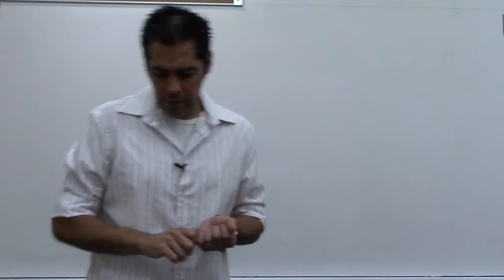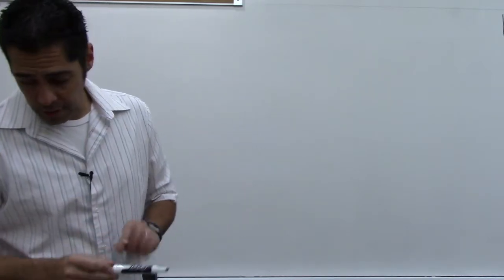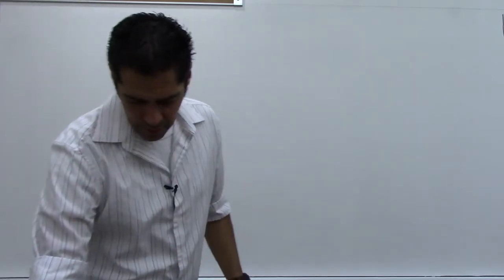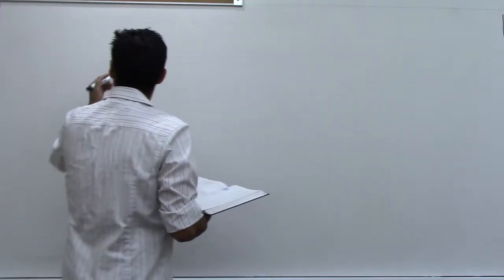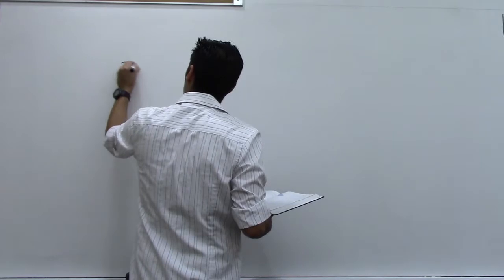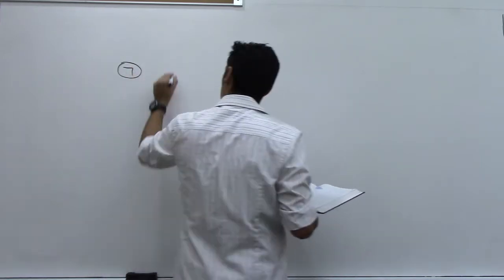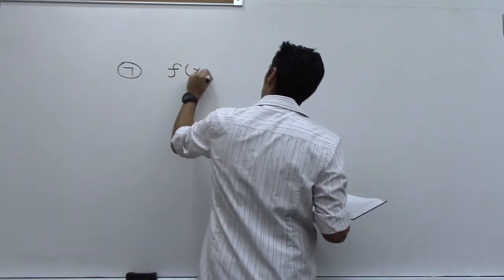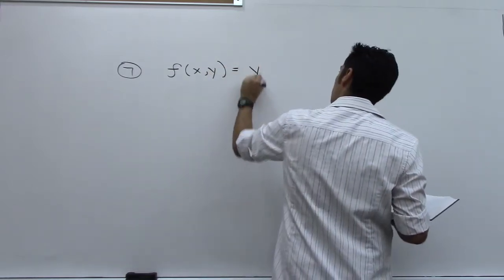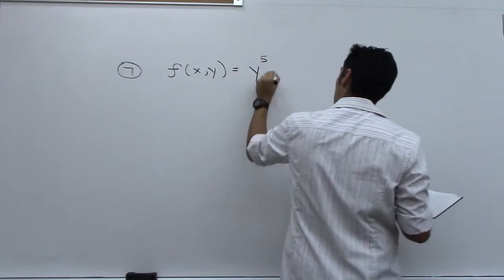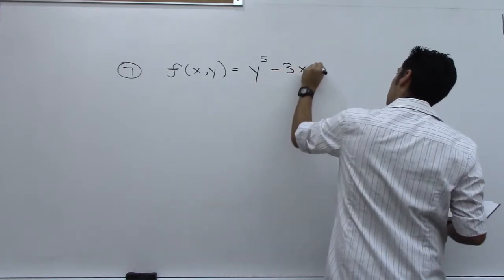Okay, going to be working on 11.3 partial derivatives, starting with number 7, and working through 31 odd. So let me write down number 7 here. We have a function of two variables, f of x y equals y to the fifth minus 3xy.